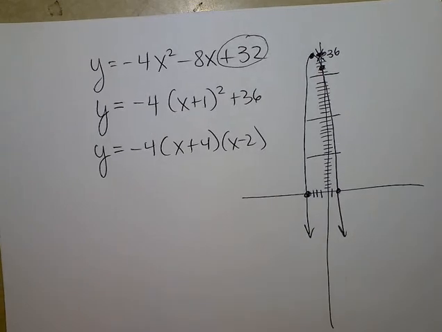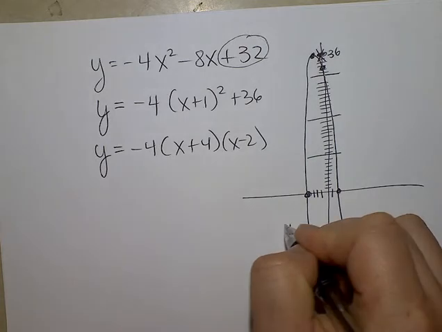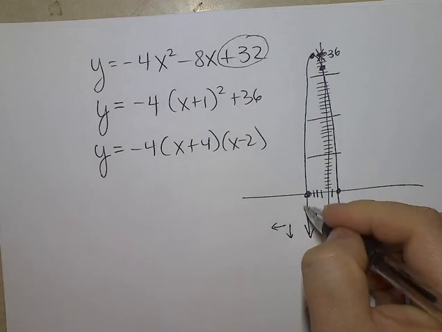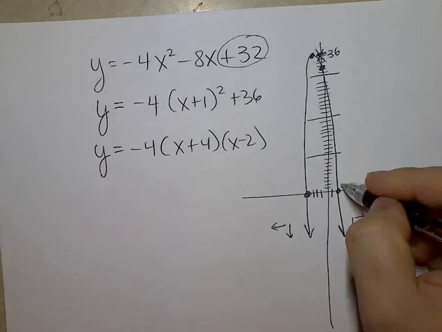Now as a reminder, as this is going down, you're also being pulled to the left, and it's going down and being pulled to the right. That's why it's going down at a diagonal on the left and right hand side.